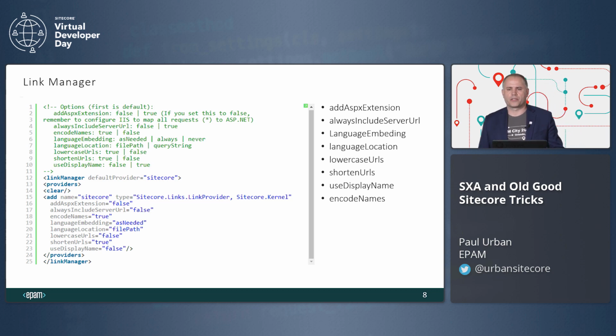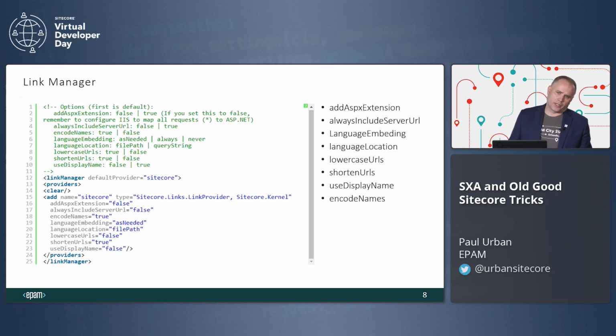The next parameter is lowercase URLs. This is probably one of the best SEO practices, to have all the URLs lowercase. So content editors can use different names if they need, but the links generated automatically by Sitecore are always going to be lowercase.